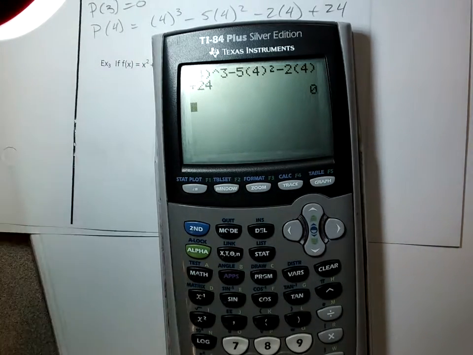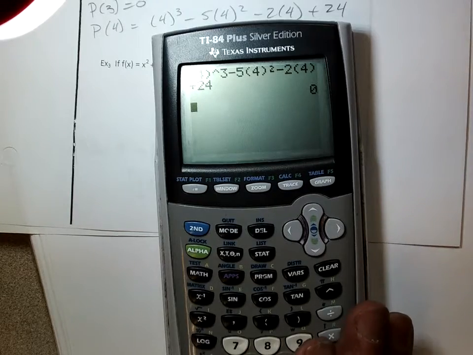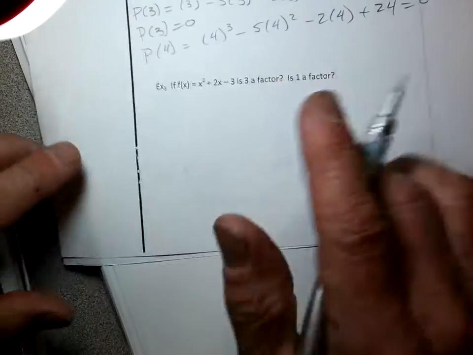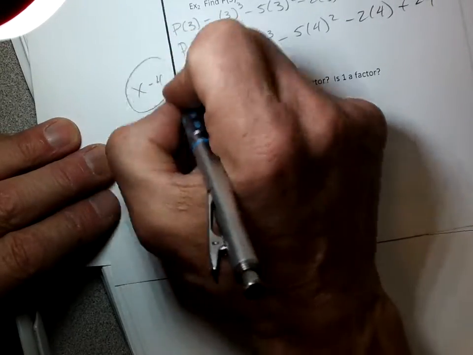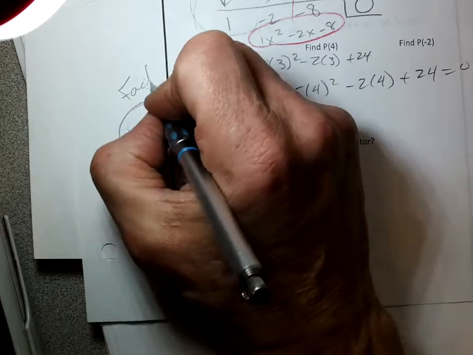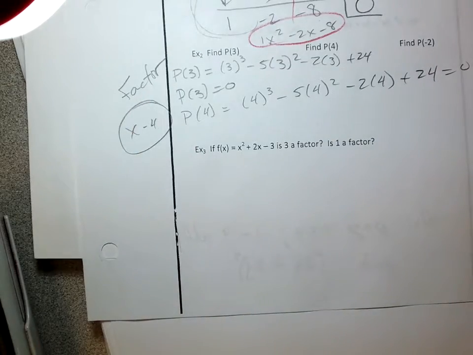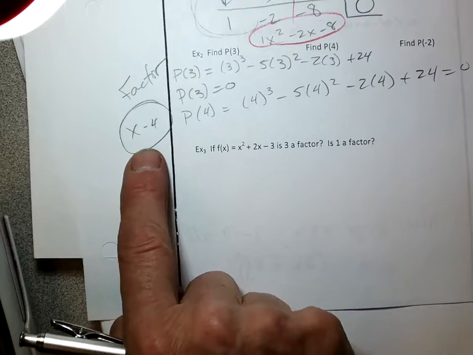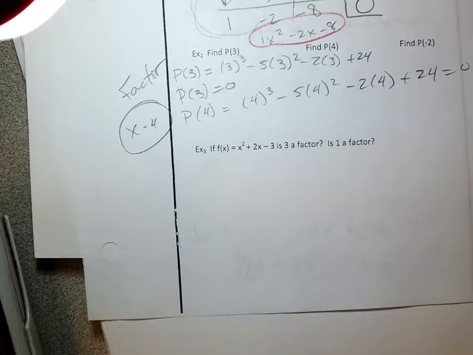Boom! 0! Whoa! Wait a minute! So that must mean that x minus 4 is also a factor. If P of 4 gives me a remainder of 0, then x minus 4 is a factor. Okay, let's check the next one.